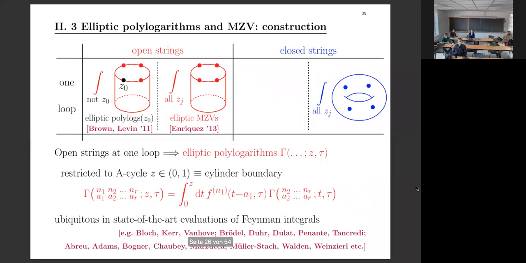Good. So what can we do with these fn's? Now it's time to give you the details of how you get elliptic MZVs and elliptic polylogs in an open string setup. So here the intuition is that we place open string insertion points in a cylinder boundary, and we furthermore identify the cylinder boundary with an A cycle on the torus.